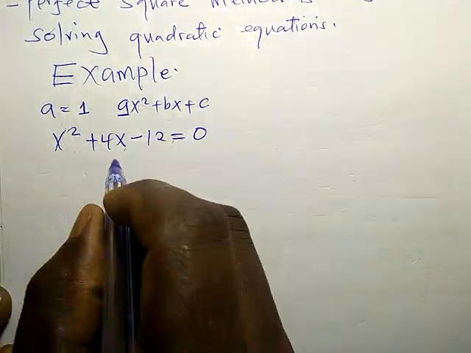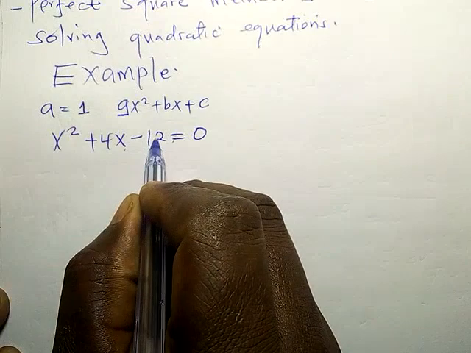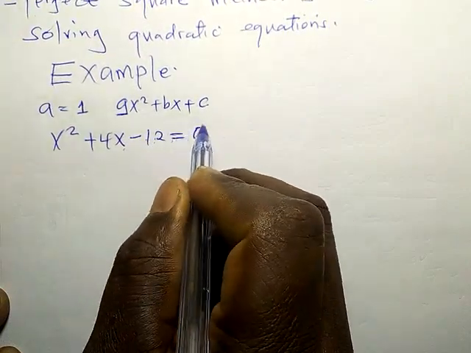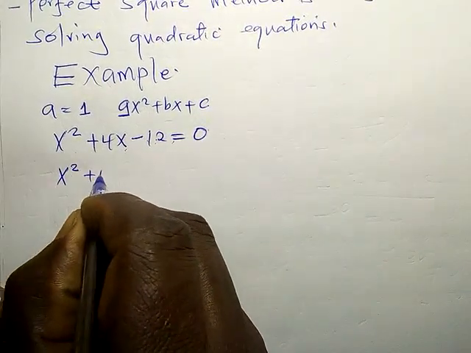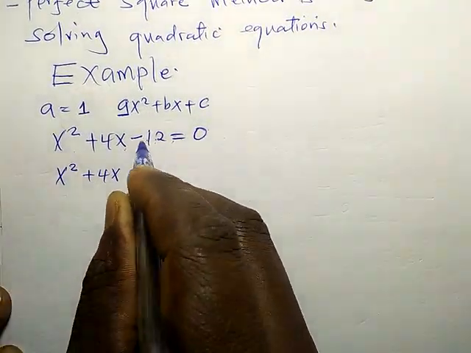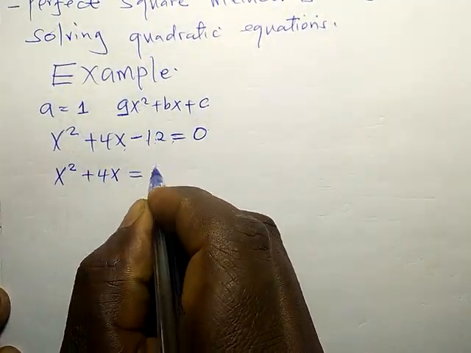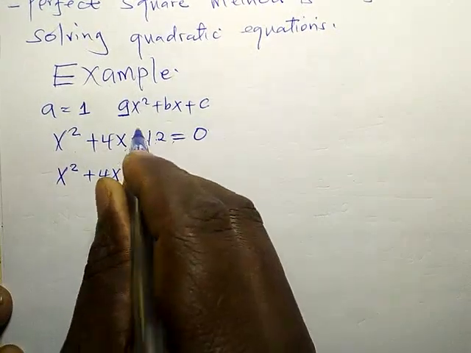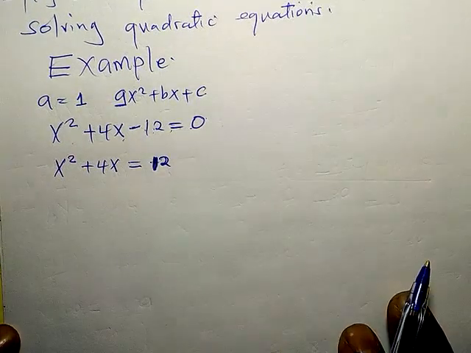Rule number 1. This is the constant. So take the constant to the right side of the equal sign. We will remain with x squared plus 4x equal to, this one moving to this side will be positive 12. The sign will change when we cross the equal sign. That is step number 1.